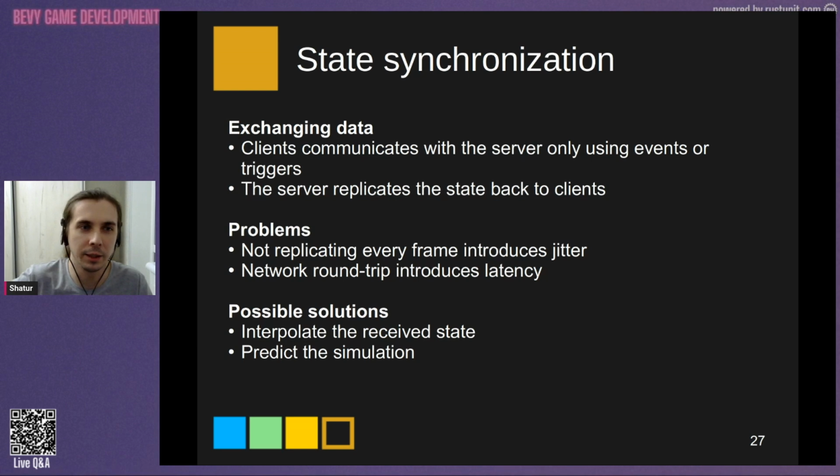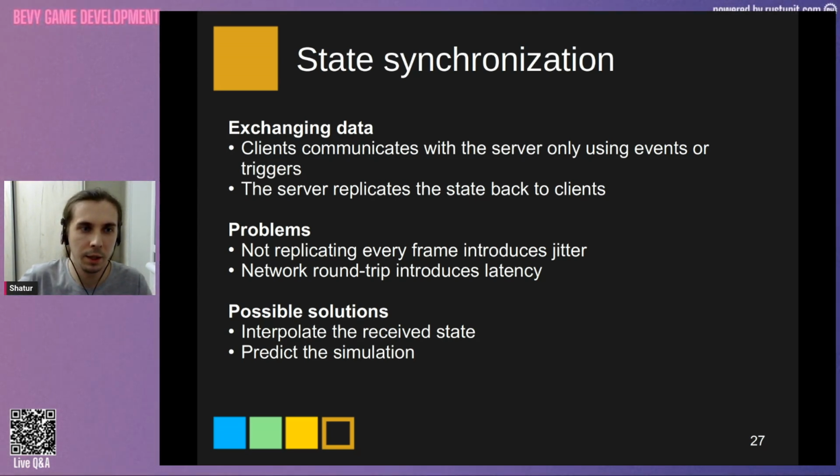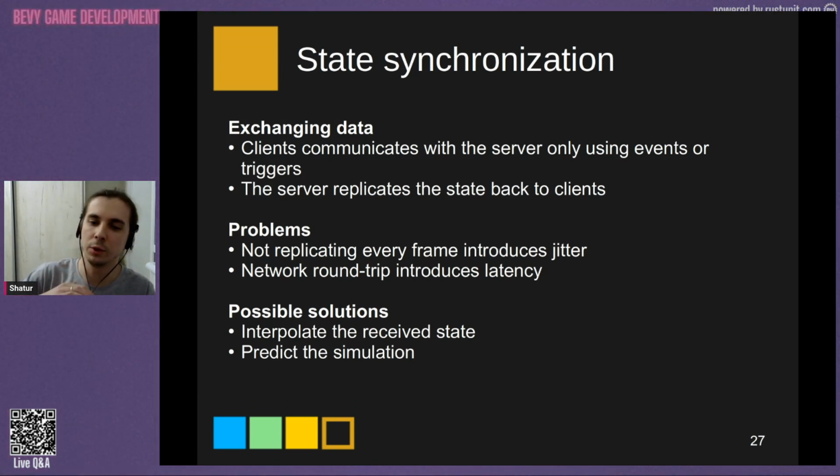So how to exchange the data? Let's quickly take a look. I previously mentioned that the client communicates with the server only using triggers and events. You can't replicate from the client. Replication happens only from the server. That's for security purposes. And the server usually replicates the state back. So basically, the client sends an event saying, I want to do something, and the server sends the information back.